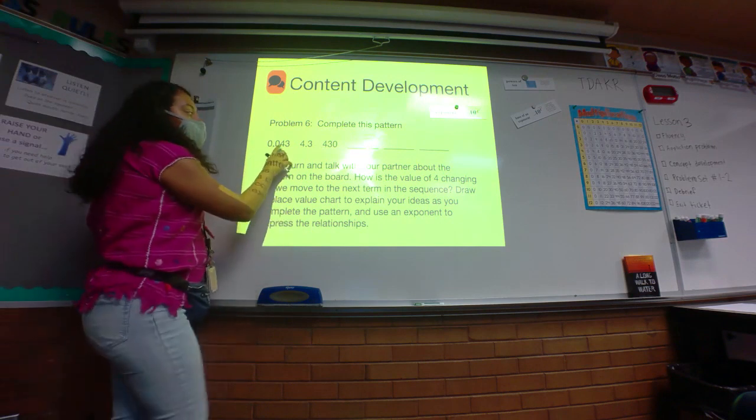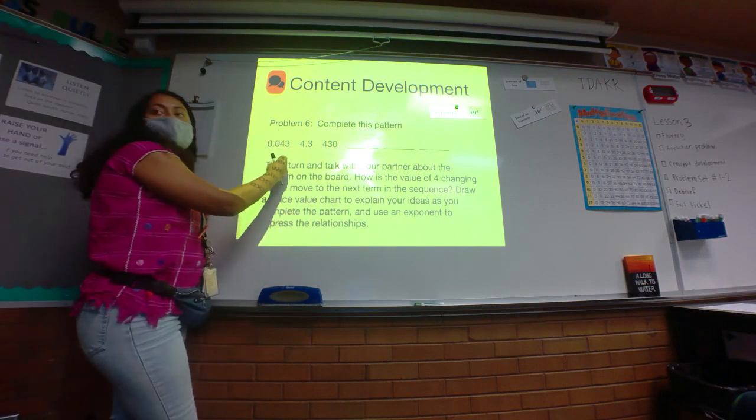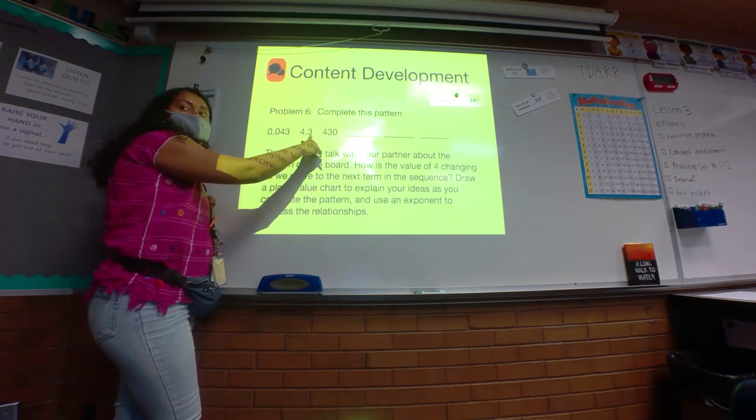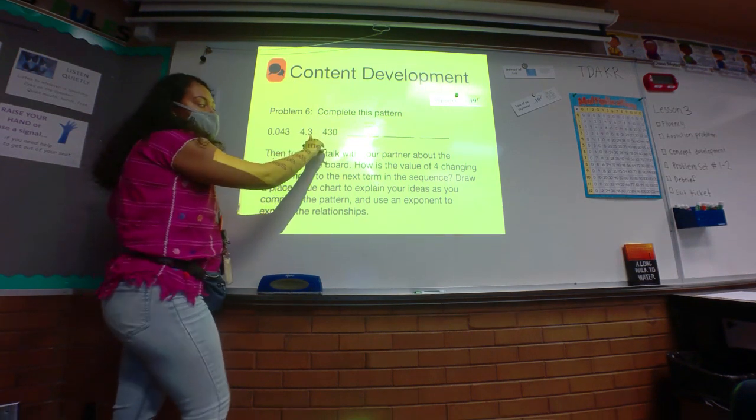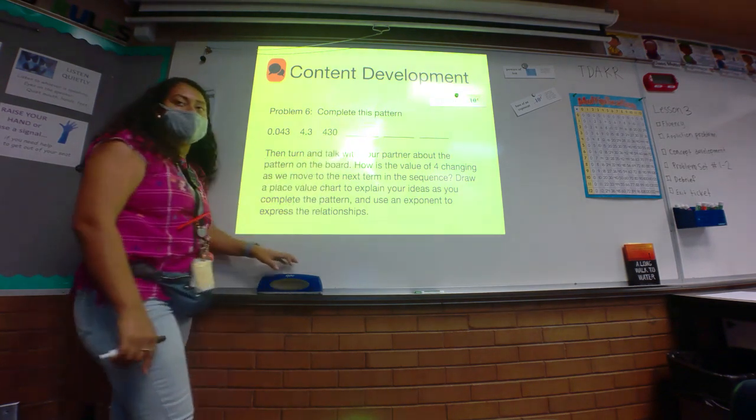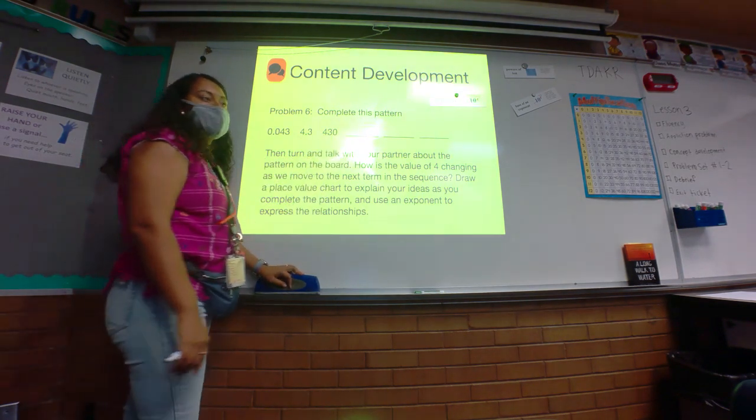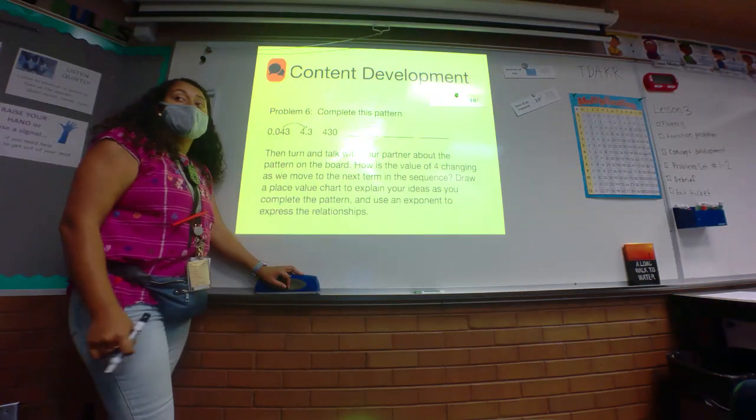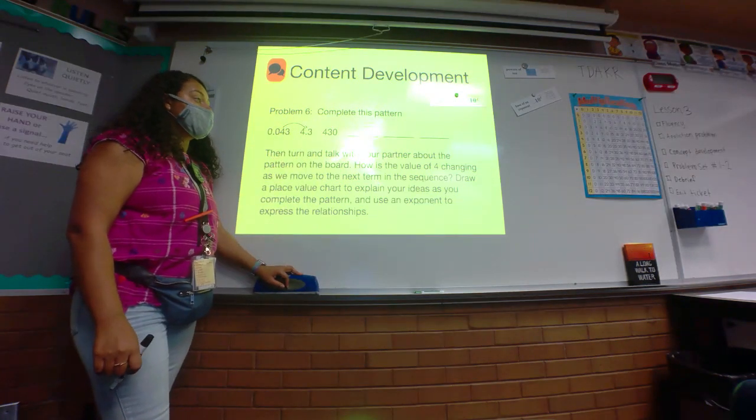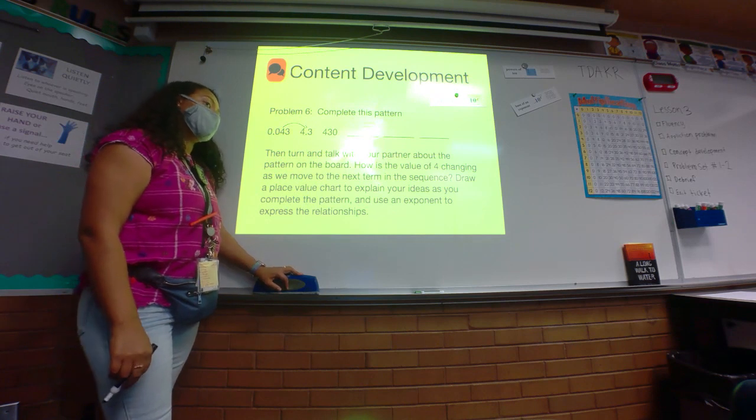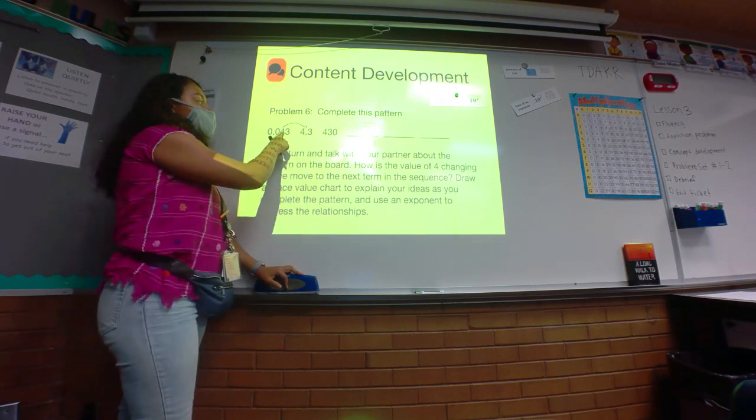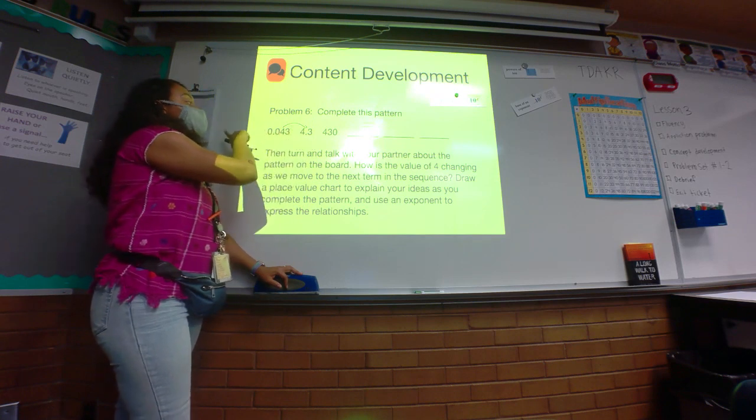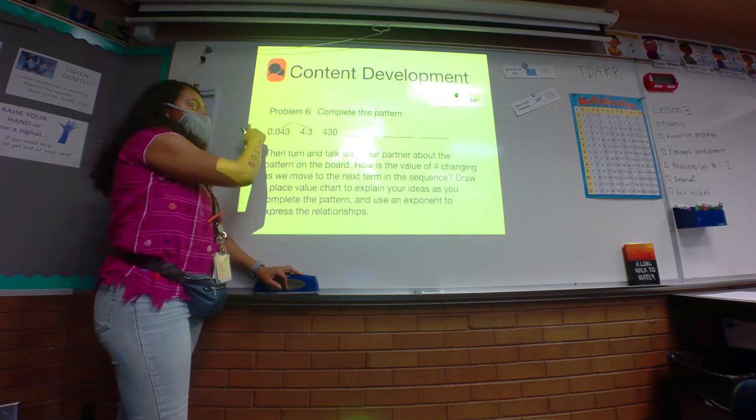So we have 43 thousandths. Then we have 4 3/10. Then we have 430. So what do you see as the pattern from here to here? Noah? You're shifting. Right. These are shifting. No, they're shifting left. They're shifting, but they're shifting left.